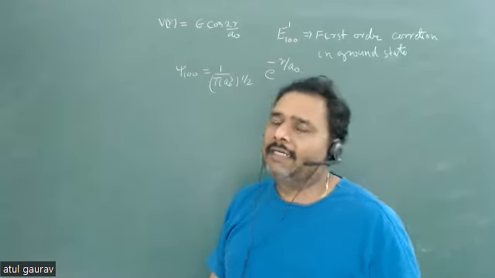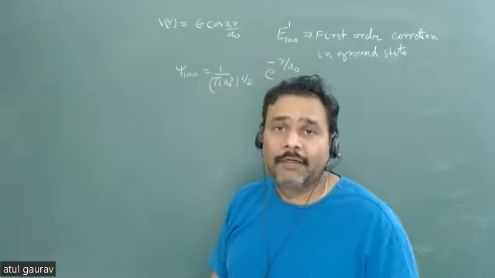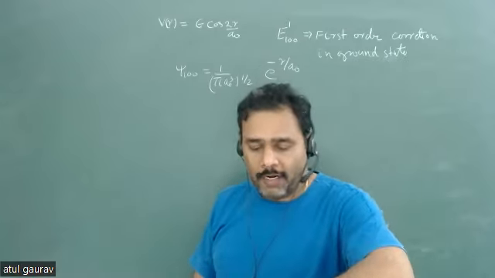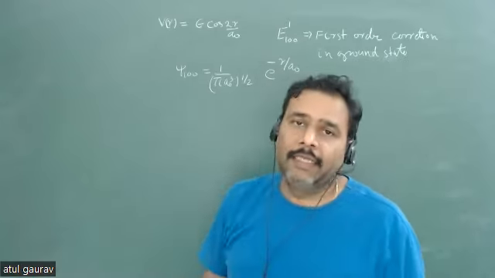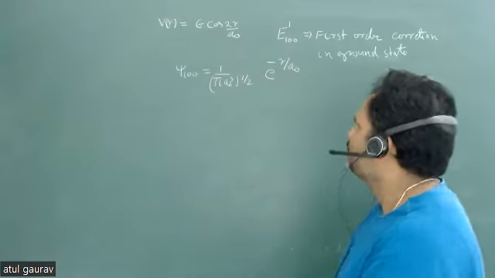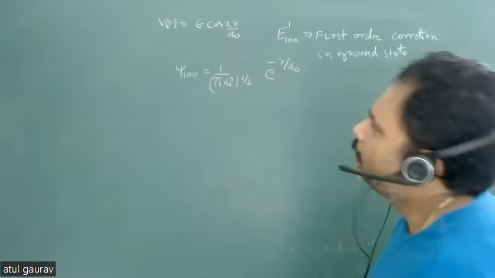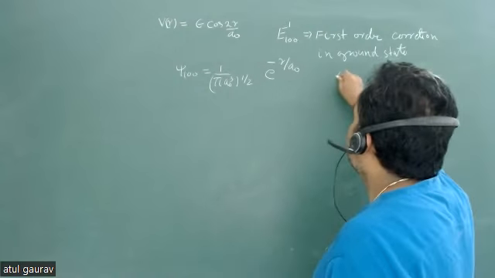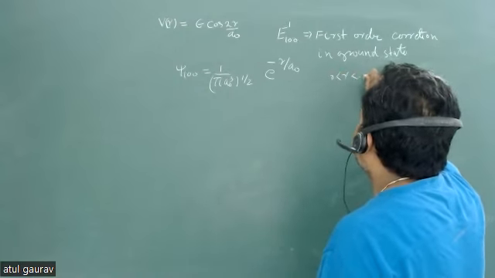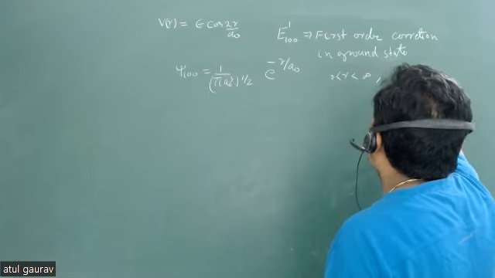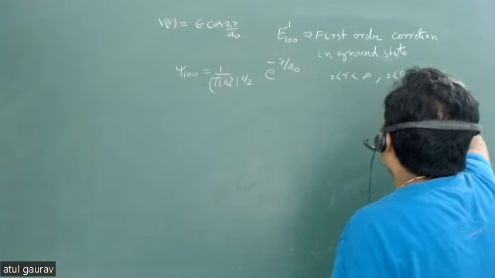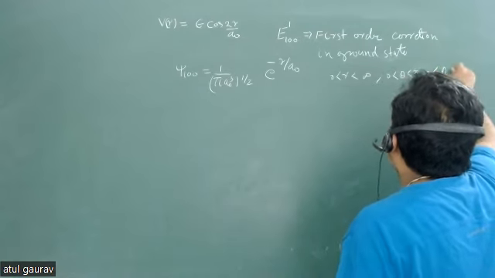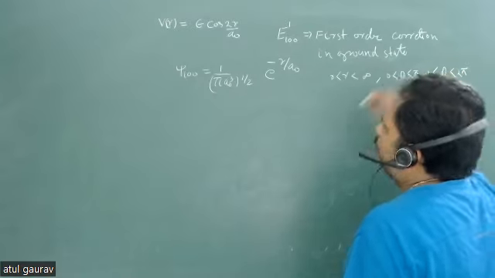But when you go to the first excited state, they are degenerate perturbation. So you have to go for degenerate perturbation in that part, which we will do from tomorrow. But today we are just going to finish non-degenerate perturbation. Okay, so this is your psi 100. What will be the range of R? 0 to infinity. Theta is between 0 to pi and phi is between 0 to 2 pi.